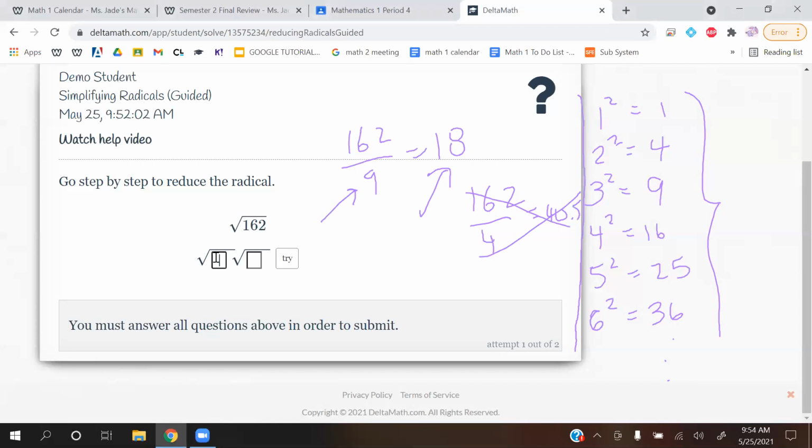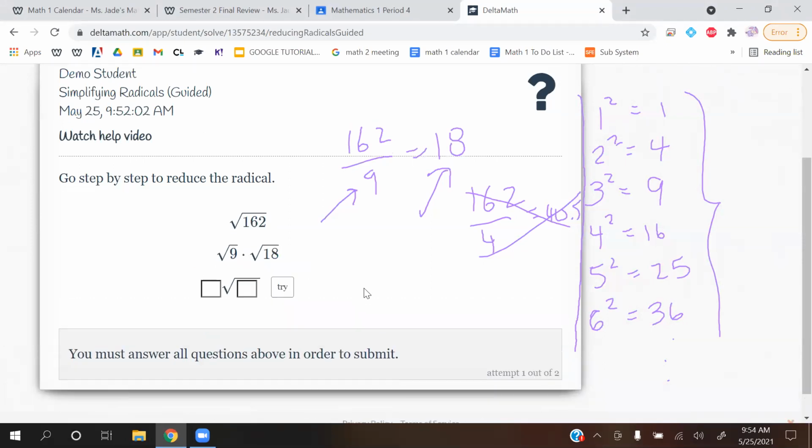And so I'm going to put the perfect square in the first box, the 9. I'm going to put the 18 that's left over in the second box, because 9 times 18 gives me 162. And then I press try. If you did it wrong, it wouldn't simplify. It wouldn't go to the next step. But if you did it correctly, then it'll move you on.